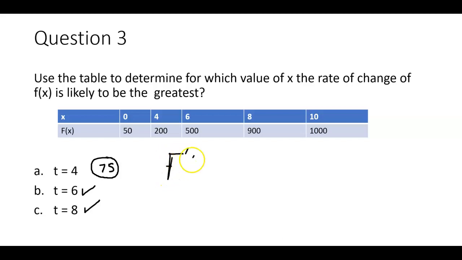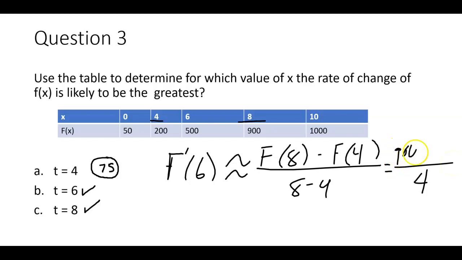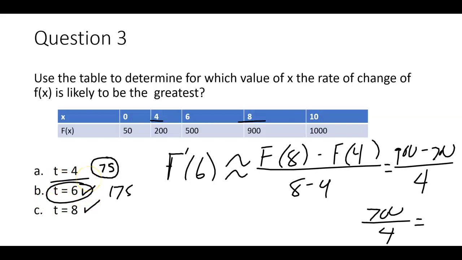So f prime of 6 is roughly the same thing as f of blank minus f of blank. We want to pick the 2 time values that are closest to 6. And so that ends up giving me 4. And then f of 8 is 900. And f of 4 is 200, and so that's going to be 700 over 4, which would be, let me calculate that real quick, 175. So as you guys can see right now, it looks like t equals 6 is bigger than t equals 4, but I would have to check again for t equals 8 just to be sure.